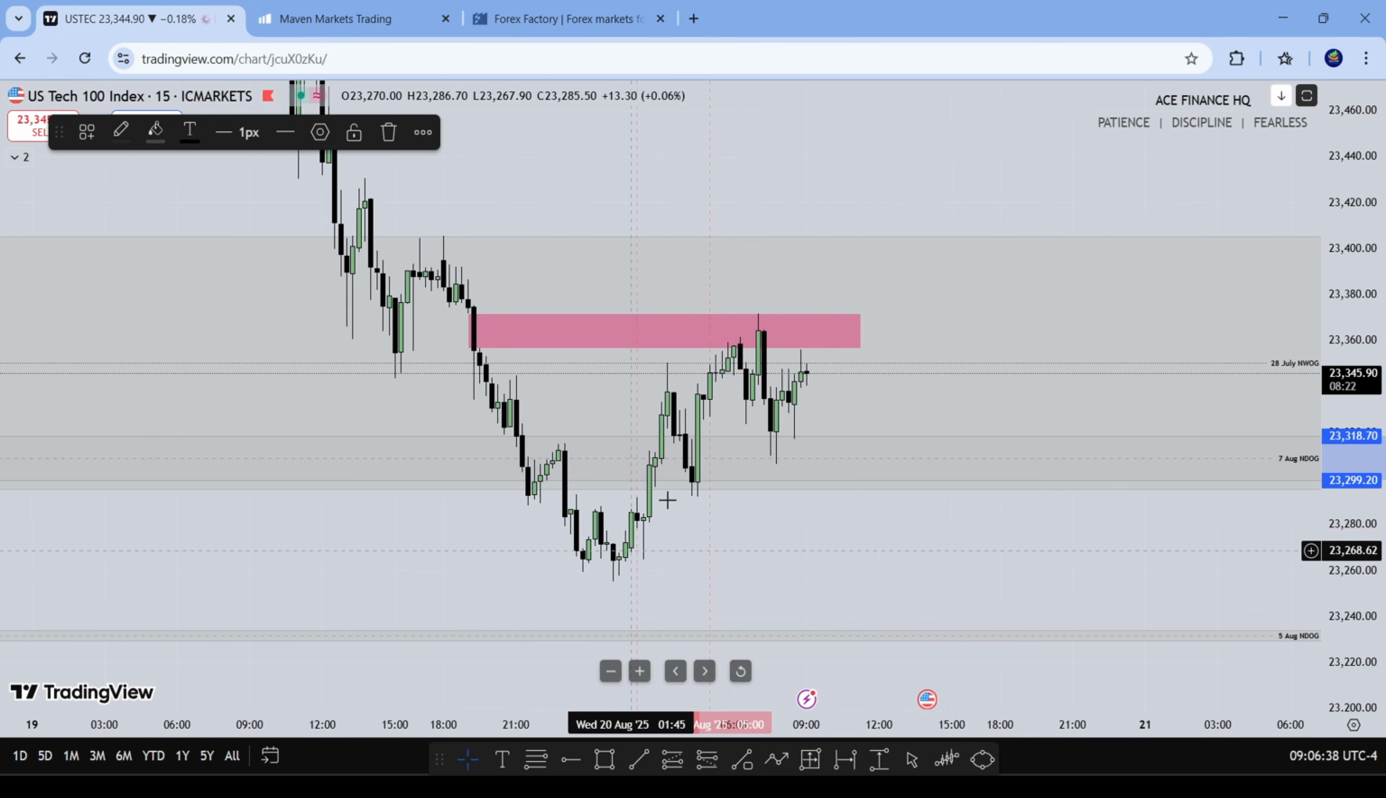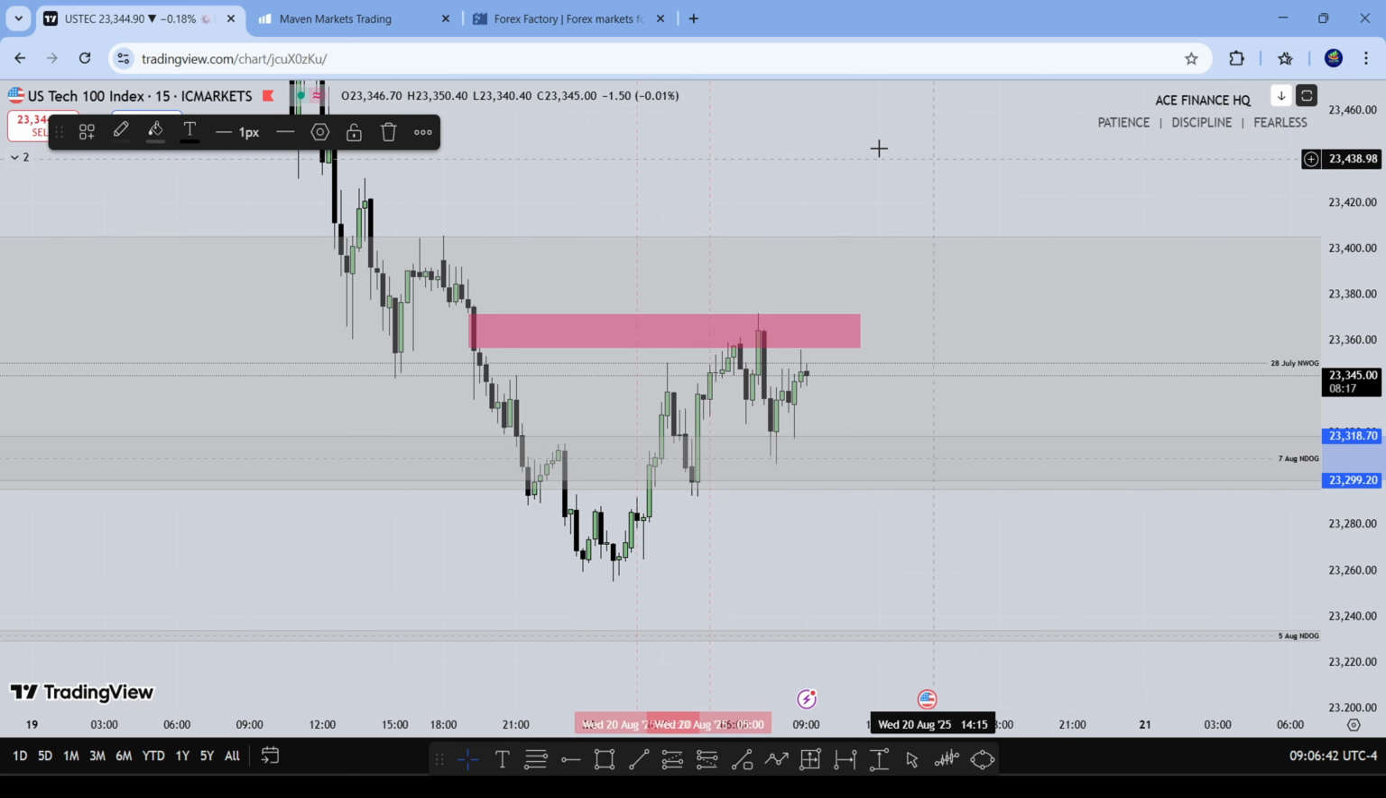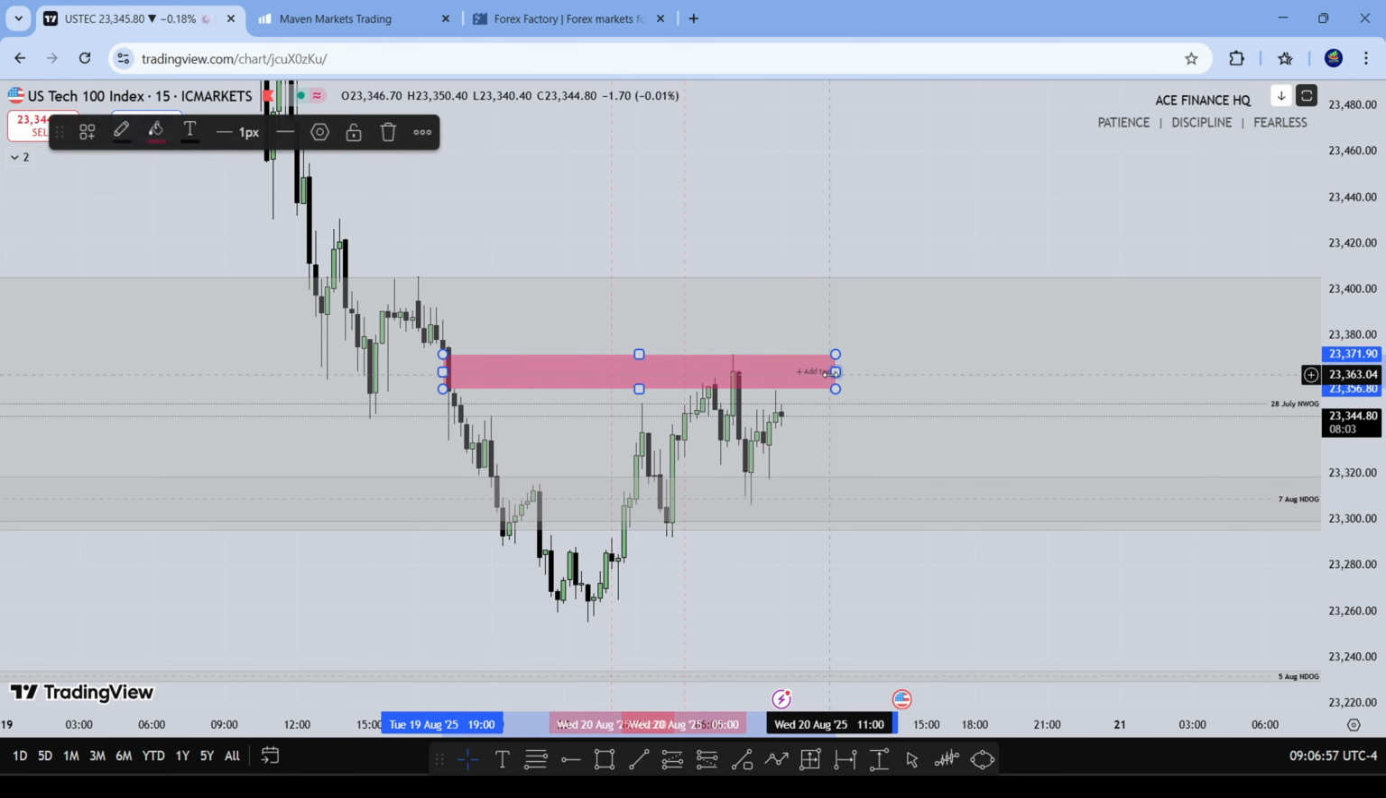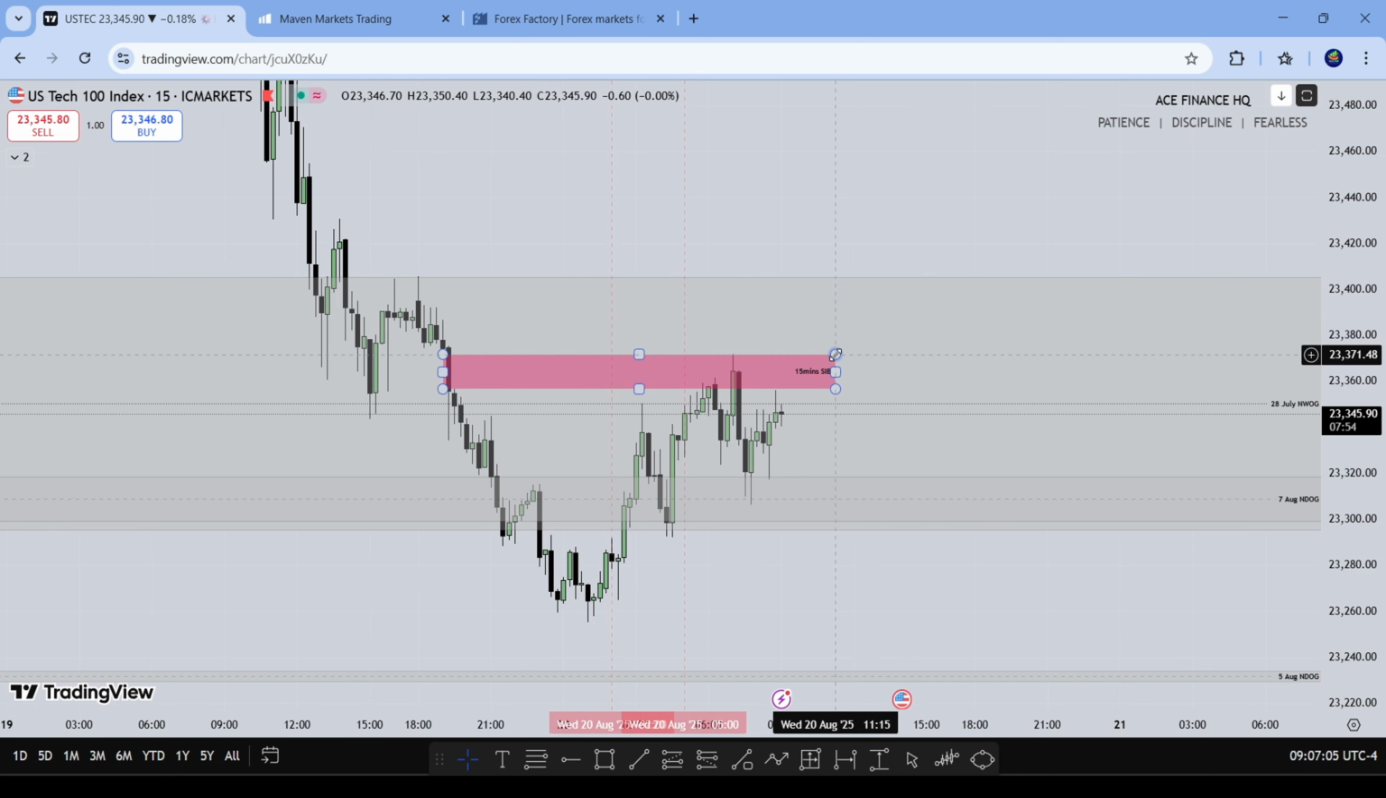So where I'm targeting now is the liquidity sell side here, and here is why. I was anticipating for this high to be taken out, and this high has been taken out. So now we have traded into the 15-minute CB. As you can see, this is a CB. So let me outline that right now. So that's a 15-minute CB, right?